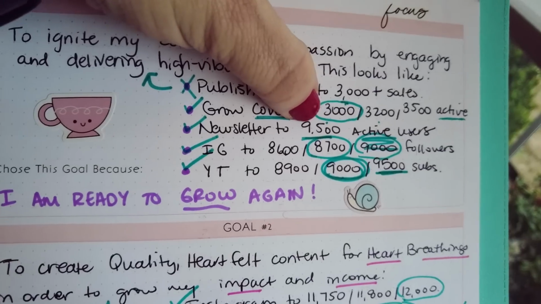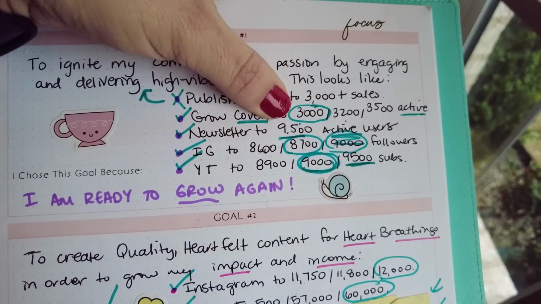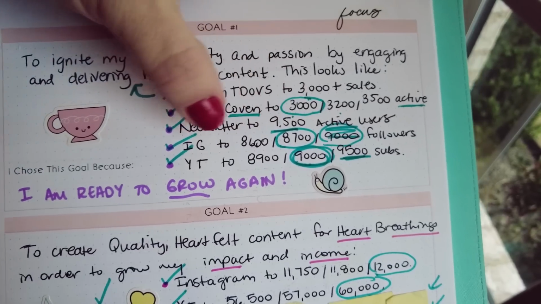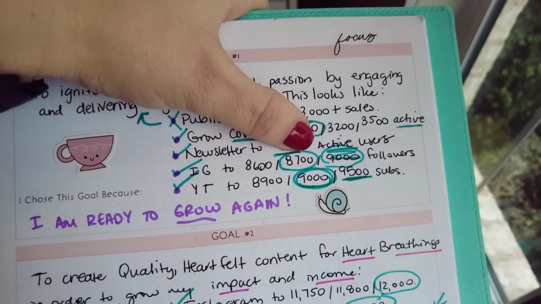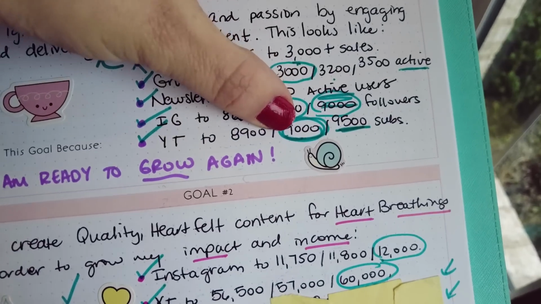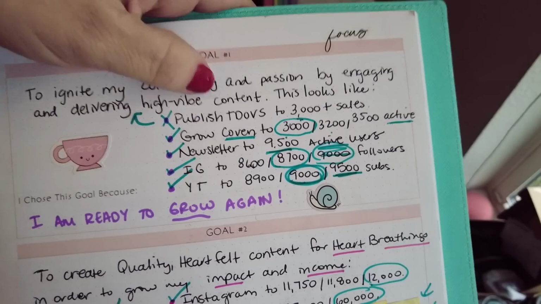So I also wanted to get my newsletter to 9,500 active subscribers. I recently cut my list in half and started a new campaign for that. So I did get it back up to 9,500. My Instagram, I wanted to go 8,700 or higher, which I did get to. YouTube up to 9,000 or more, which I got to as well. So I hit all of my goals, except for I didn't publish the Disappearance of Vanessa Shaw.